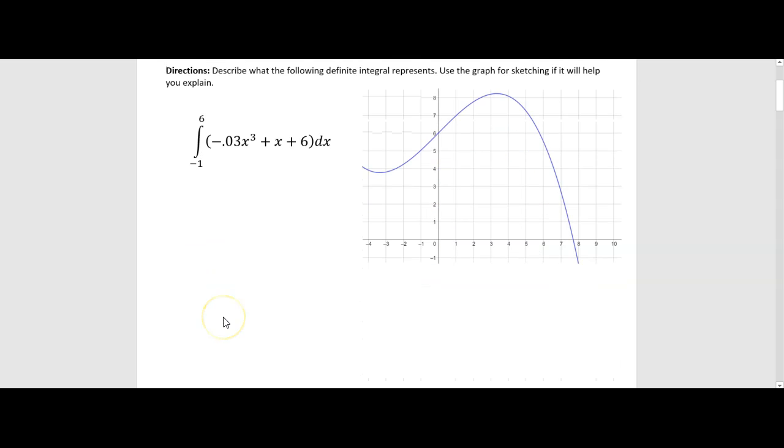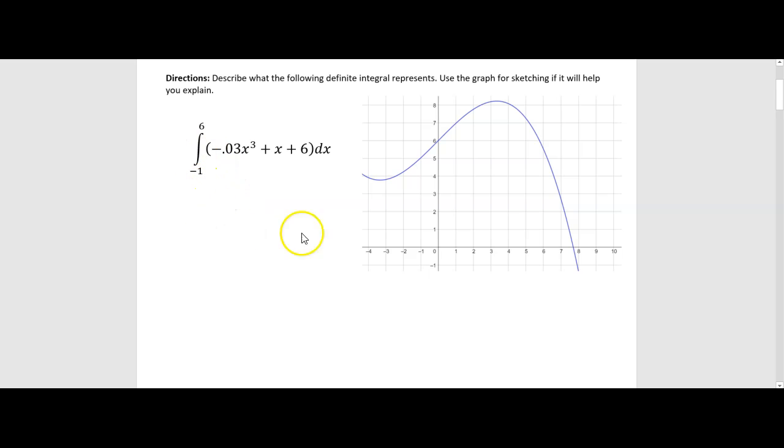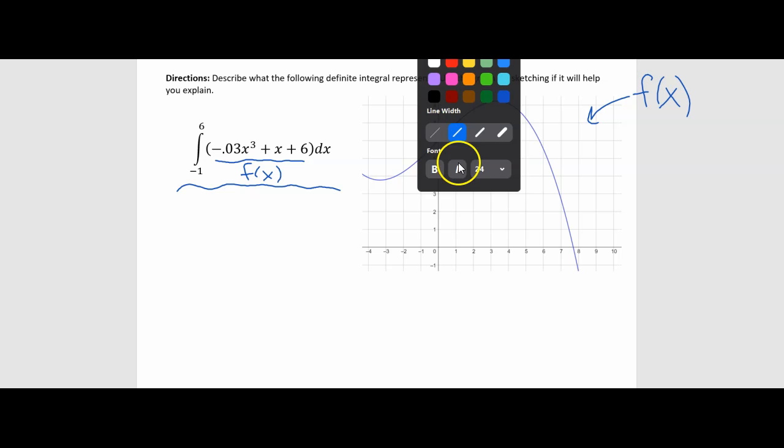So first things first, just describe what you think this expression represents in terms of the graph. We've sort of talked about it in previous lessons. So maybe you want to sketch something on the graph or describe it in words, but what does that represent? And notice that this graph, so we'll call this f of x, and this graph is f of x, so there's a relationship there.